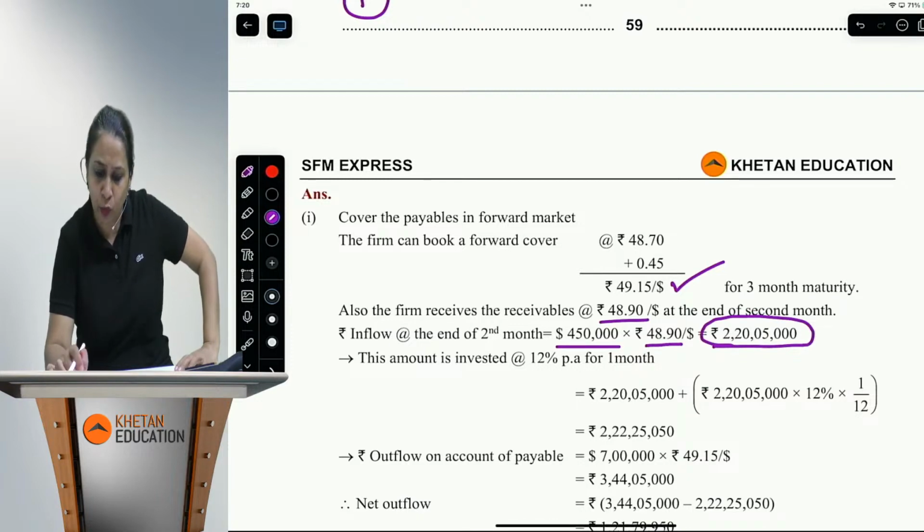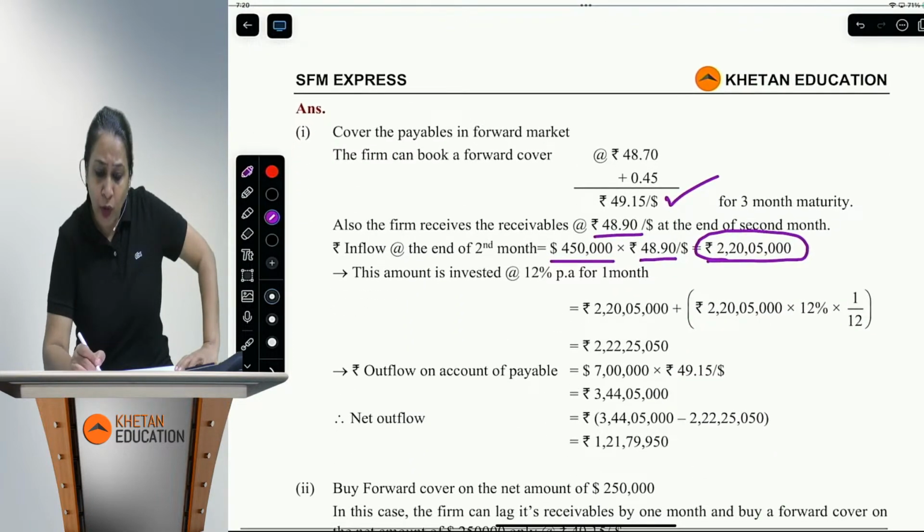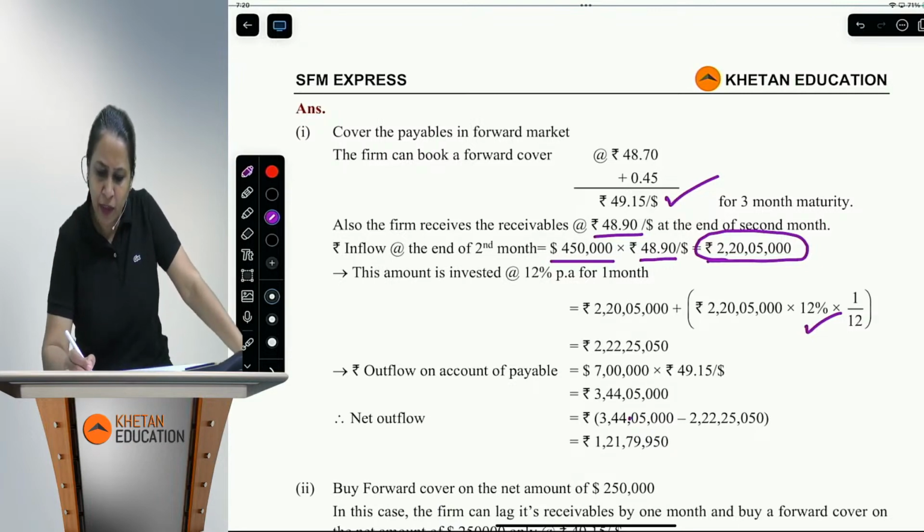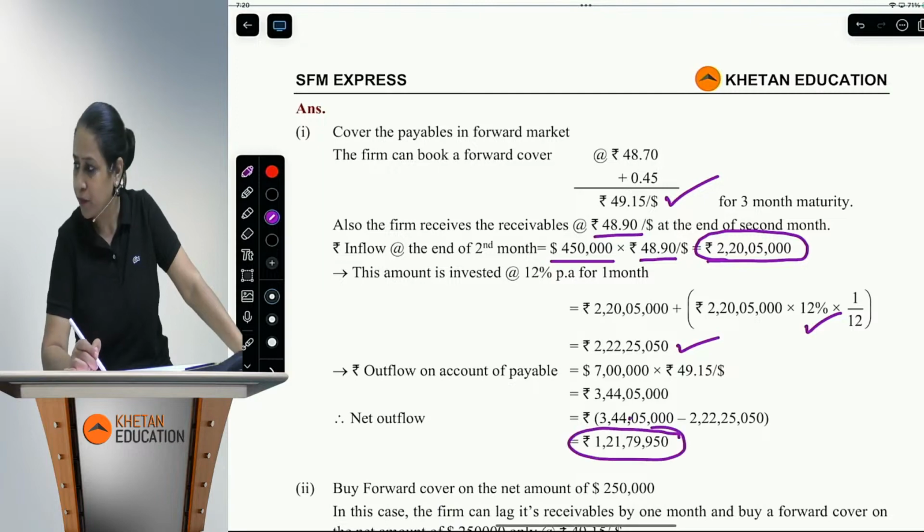And this is an inflow. Also, you have $7 lakh into 49.15 payable at the end of the 3rd month. What will you do? You will apply an interest rate of 12% per annum for 1 month and bring that money to the end of the 3rd month. Look at this. This money becomes this one, and take a net. So net outflow is this.